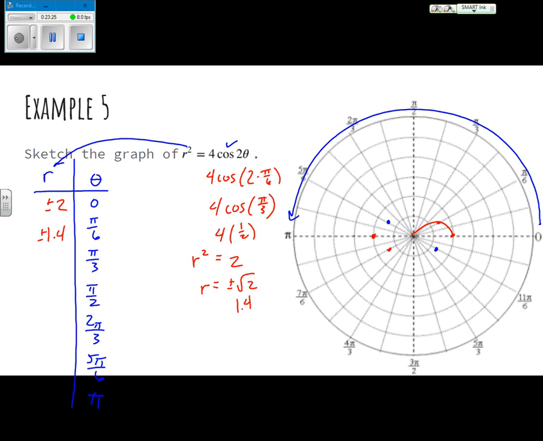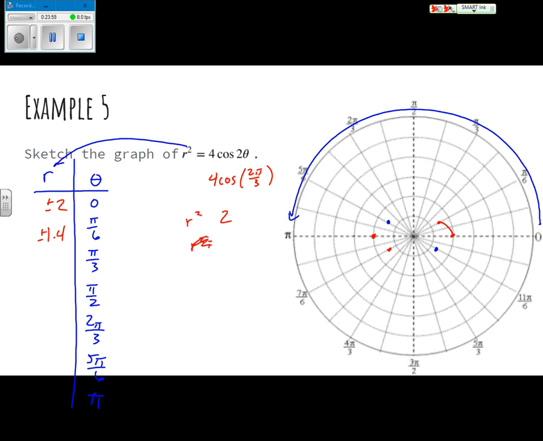Let's get one more. I know I've got that much. I just want to be safe on this. Pi over 3. If I double it, that's going to be 2 pi over 3. Okay, so I have 4 cosine of 2 pi over 3. Cosine of 2 pi over 3 is going to be negative 1/2 times this 4, which is negative 2. So I end up getting the same thing. My r is going to equal plus or minus the square root of 2, 1.4.